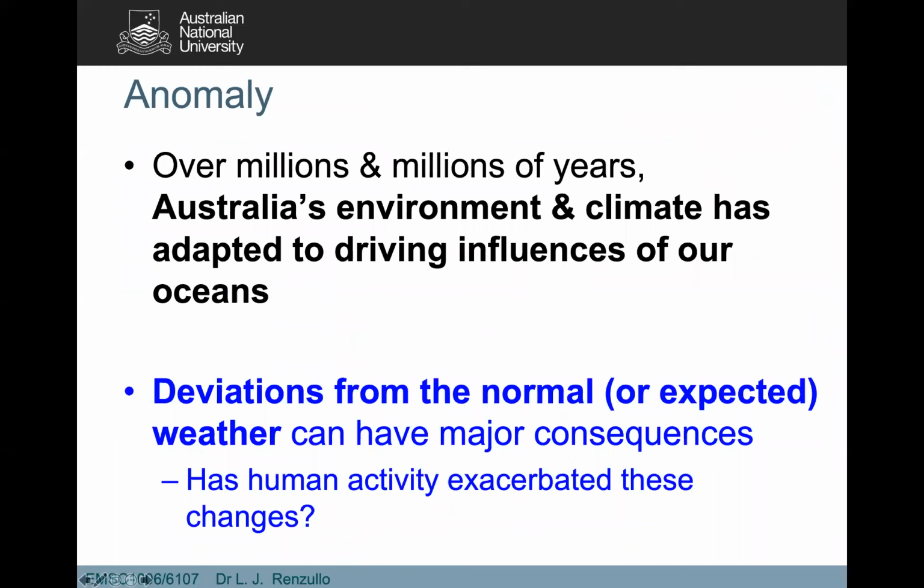Right, so launching into this concept of anomaly. Earth really evolves, develops, shapes over millions and millions of years, processes that take long geological, environmental timescales. And so Australia has learned to adapt to the weather it experiences from our oceans. When we get deviations from the normal or expected weather, that can have a big impact on the environment. And in relatively recent years, compared to the life of the Earth, human activity has exacerbated some of these changes.